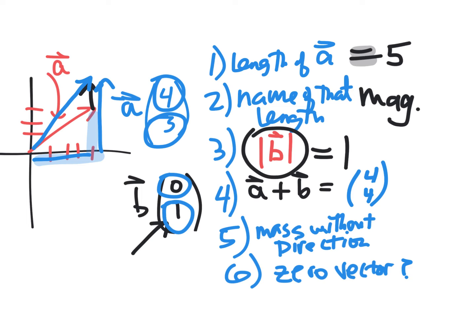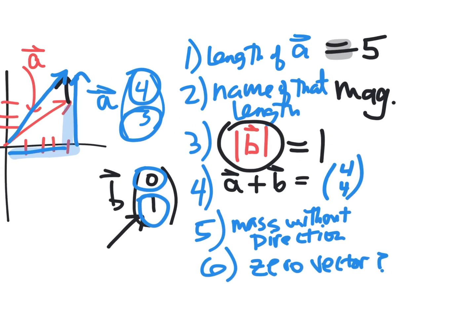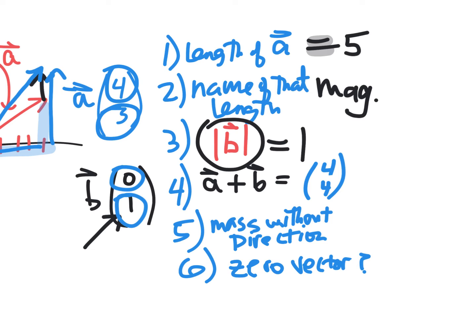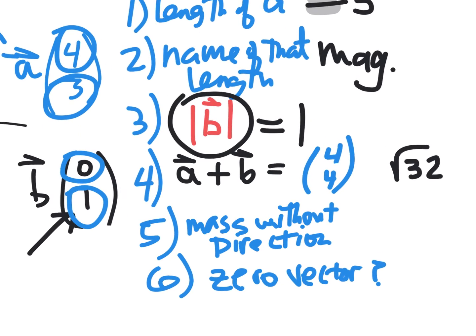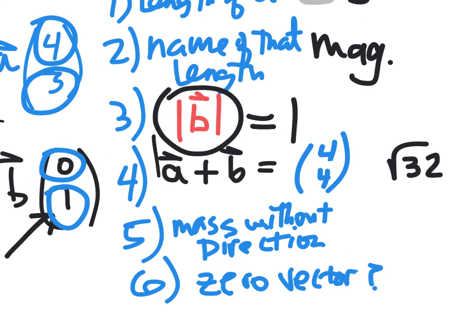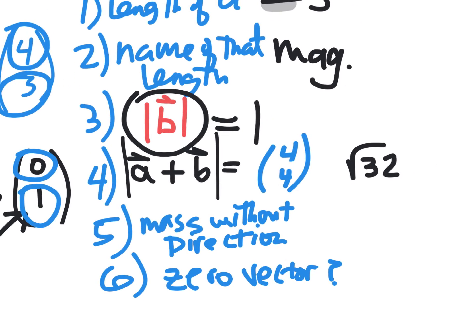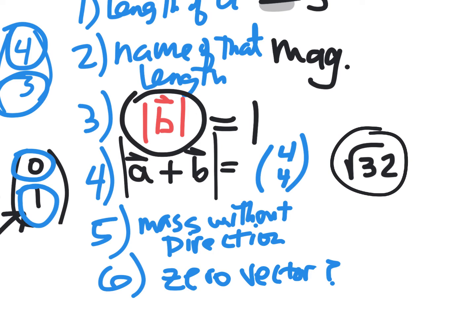Square root of 32. 16 and 16, square root of that, square root of 32. So if you thought I meant the length of it, it'd be the square root of 32. But did I say the length of it? No, I didn't put bars around this thing. If I'd put bars around number 4 like this, then you would have needed to say its magnitude. But I didn't put the bars around it, so you should have just said that it was 4, 4.